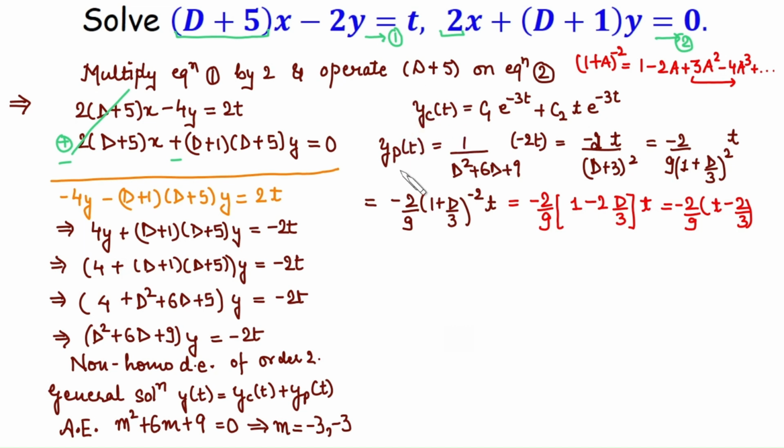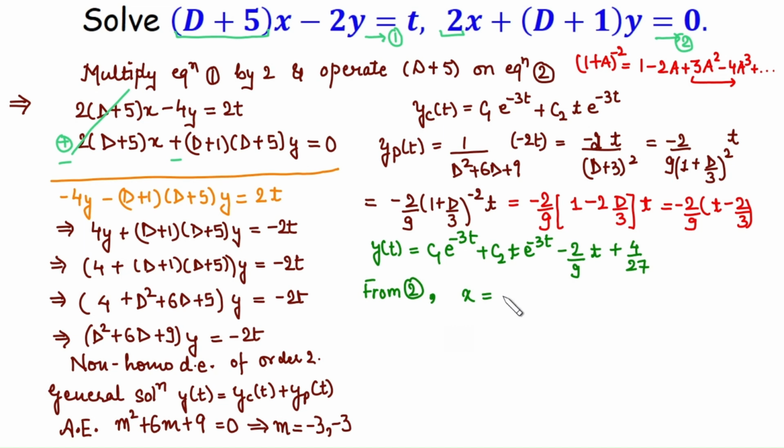So as we have the complementary solution and particular integral, the final solution y(t) is equal to complementary solution plus particular integral, that is -2 by 9 into t plus 4 by 27. Once we have the value of one variable, that is y, we can find the value of x. So it's better to use equation 2 to find the value of x, and from equation 2 we have x is equal to -1 by 2 into (d plus 1) into y, that is -1 by 2 d of y plus y. So we have y with us. We need to calculate the derivative of y and substitute here to get the value of x.